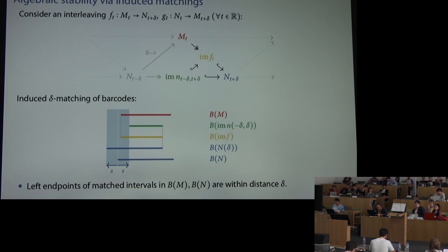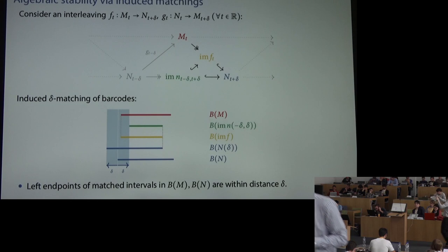So this is the same argument. You can also dualize and apply the same argument and obtain the statement about the right endpoints. And eventually this shows you why this method is robust and why you have control over the endpoints once you have an interleaving.